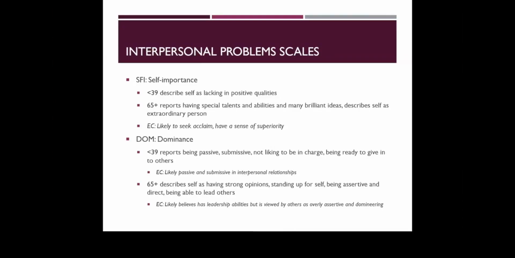Dominance, again, low or high. If they report low scores, they report being passive, submissive, not being in charge. Versus if they're high, they have strong opinions, they're assertive, they're direct. They report being able to lead others, although one of the empirical correlates is others will view them as overly assertive or domineering.